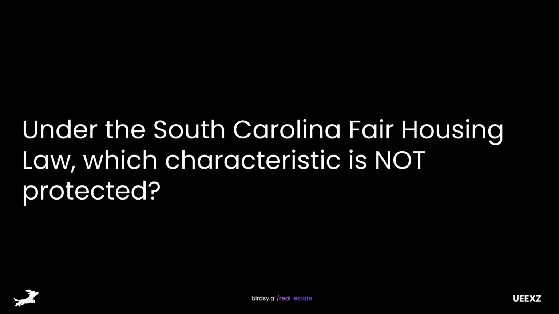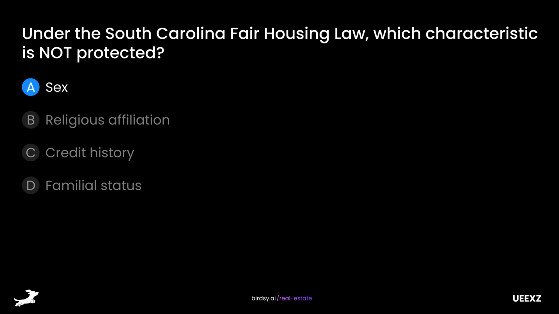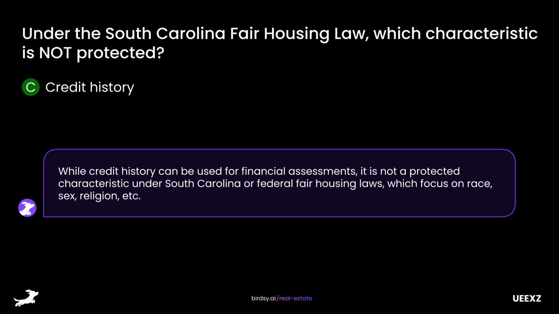Under the South Carolina Fair Housing Law, which characteristic is not protected? Is it A, sex, B, religious affiliation, C, credit history, or D, familial status? The answer is C, credit history. While credit history can be used for financial assessments, it is not a protected characteristic under South Carolina or federal fair housing laws, which focus on race, sex, religion, etc.